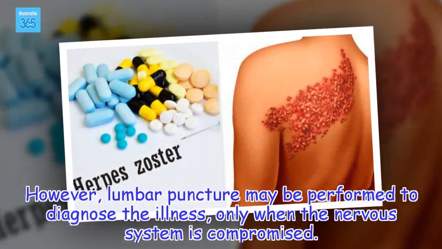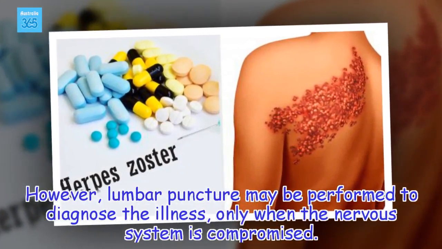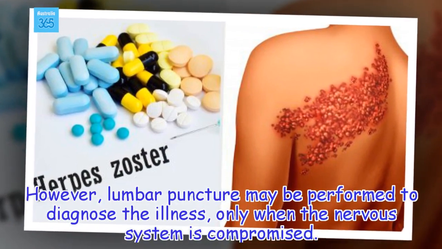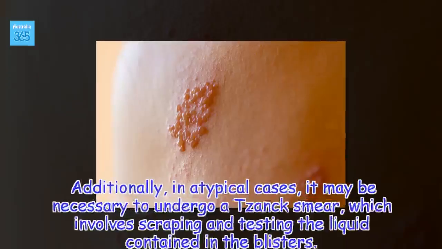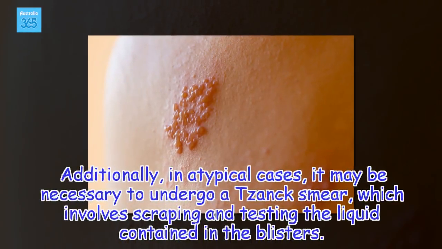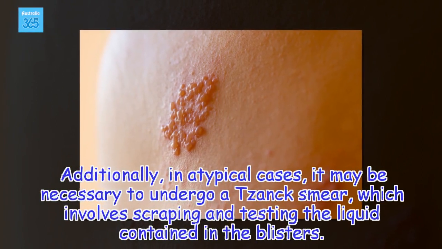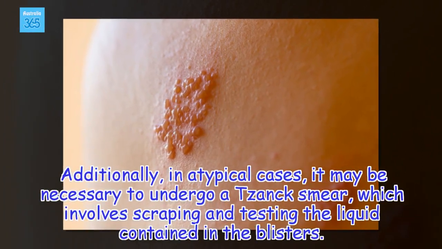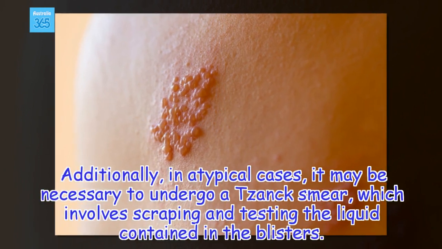However, lumbar puncture may be performed to diagnose the illness, only when the nervous system is compromised. Additionally, in atypical cases, it may be necessary to undergo a Tzanck smear, which involves scraping and testing the liquid contained in the blisters.